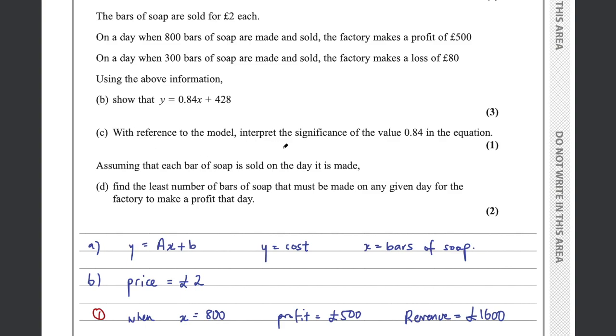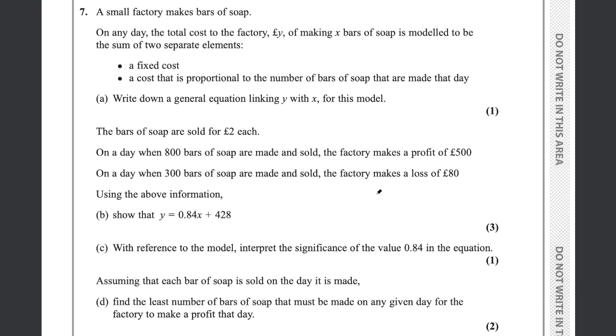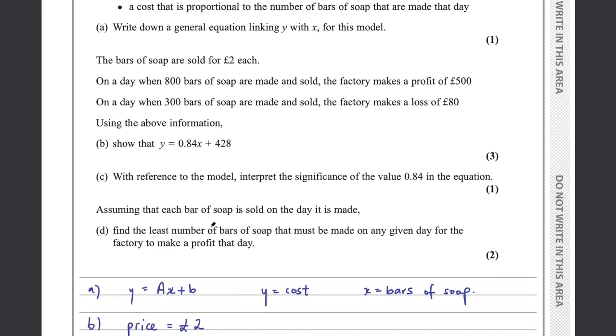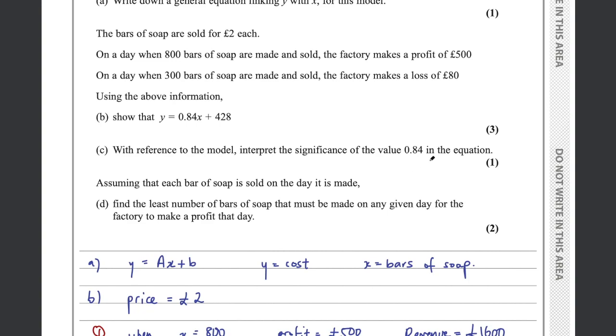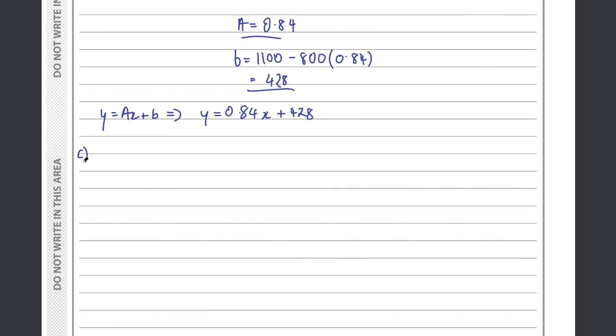Part C says, with reference to the model, interpret the significance of the value of 0.84 in the equation. Well, they kind of told us that in the initial part of this question. They said there's a fixed cost, that's going to be this 428. The cost that is proportional to the number of bars of soap, that's this 0.84x. Well, for every bar of soap, the cost is going up by 84 cents. So the significance of 0.84 is the cost per bar of soap. So for part C, I would write something like the cost of making each extra bar of soap.